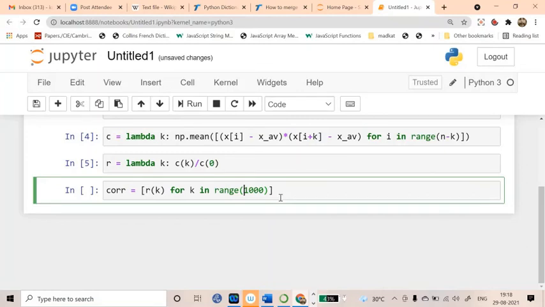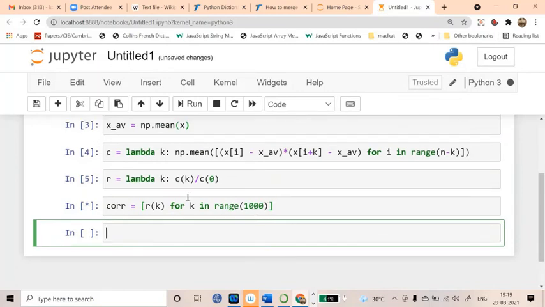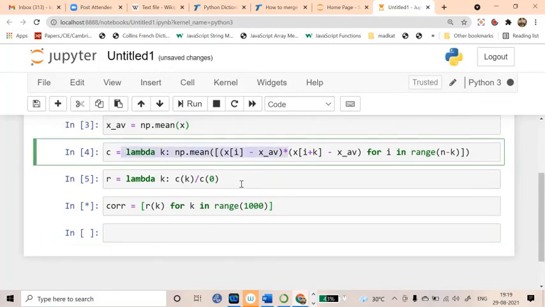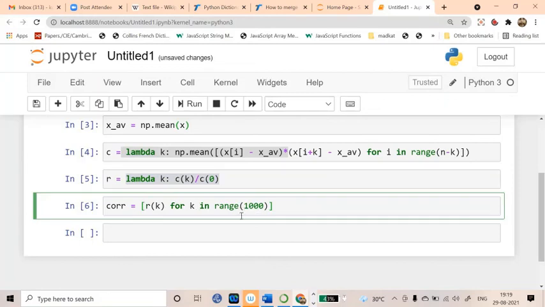If the numbers are large, we will see some correlation between them. If the numbers are small, they can be plus or minus, because the numbers are random and we are not sure which one is up and down. So let me calculate this R of k for different k values. It will take some time, please wait, because I have given 1,000 of these. First it will calculate this function, and then of course it will calculate for 1,000 numbers.